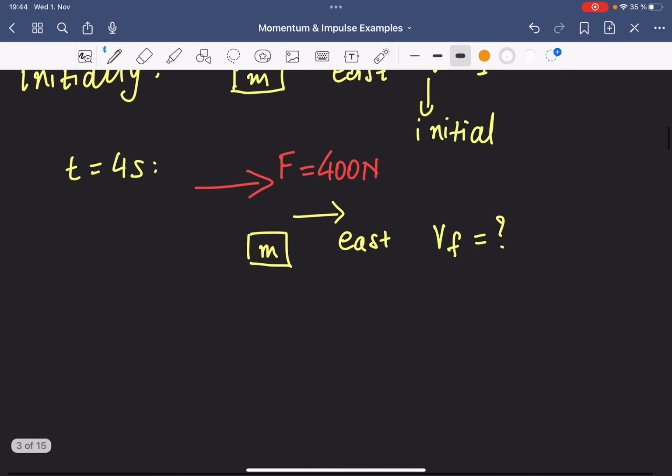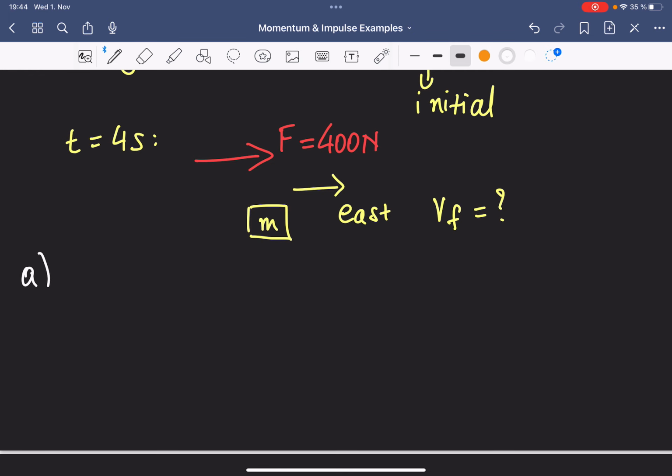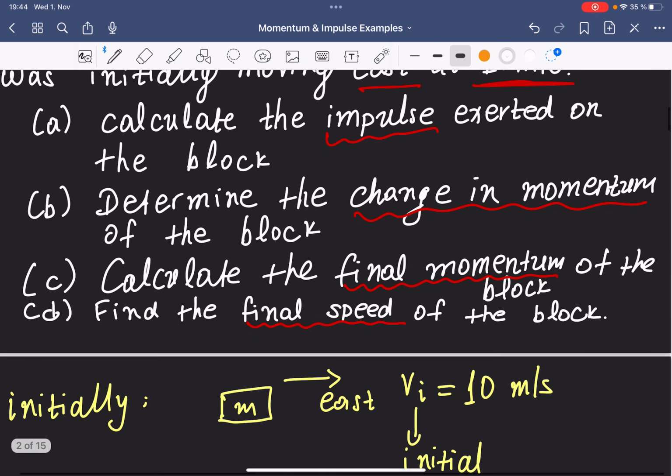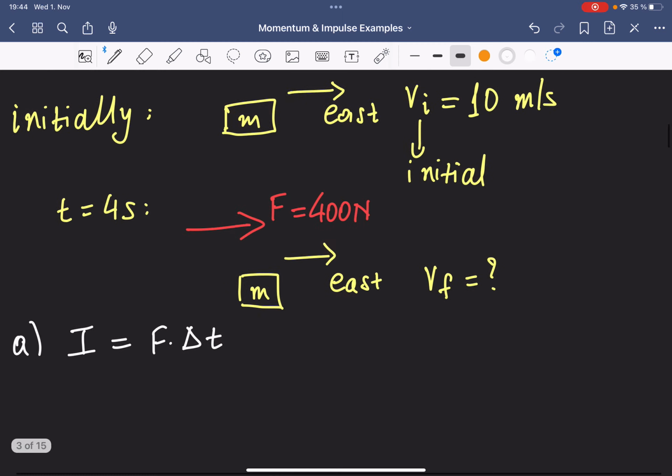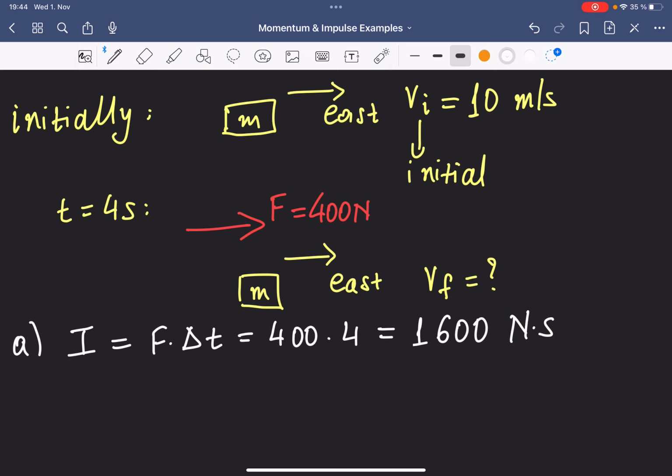Now question A is asking for the impulse exerted on the block, and we say that the impulse is simply the product of F times delta T, and F in this case is going to be 400 times the 4 seconds, and this is going to be 1600 newtons times seconds, and that's our answer for A.